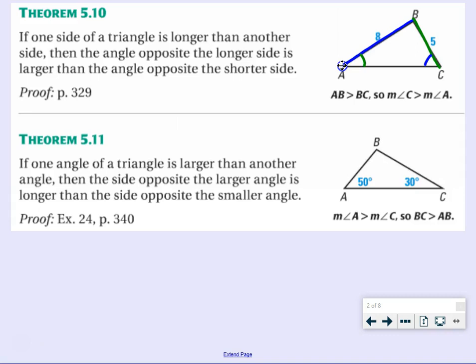And theorem 5.11 is just the opposite. If one angle of a triangle is larger than another angle, then the side opposite the larger angle is longer than the side opposite the smaller angle.